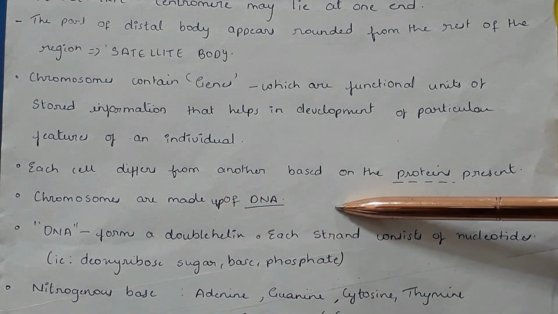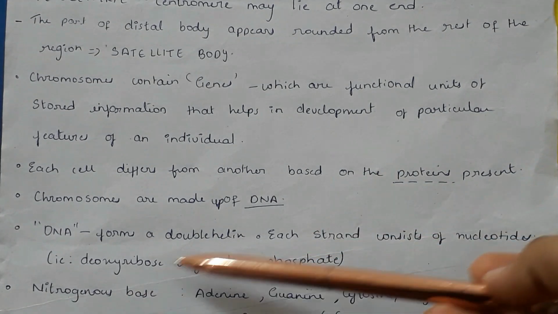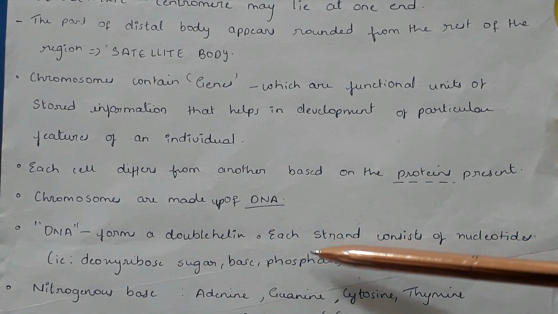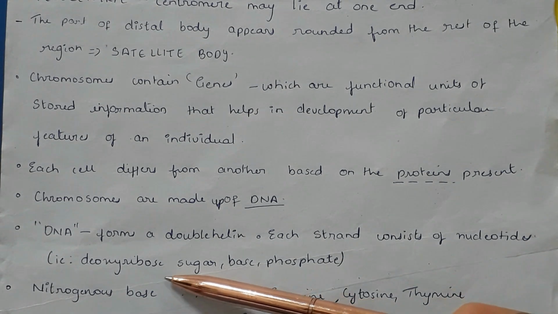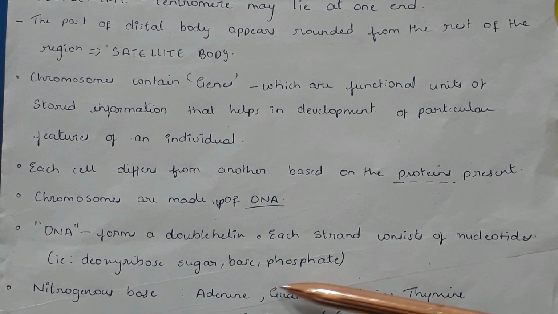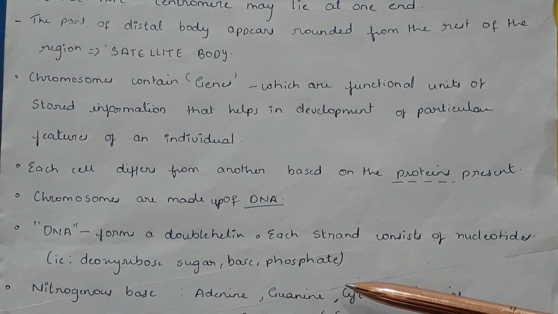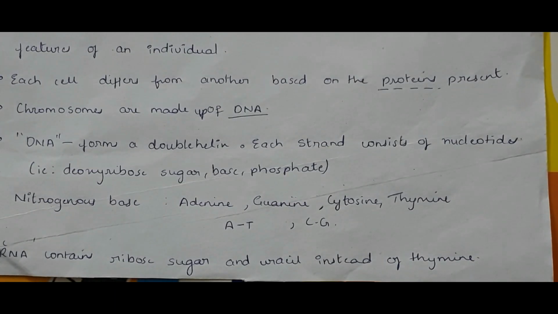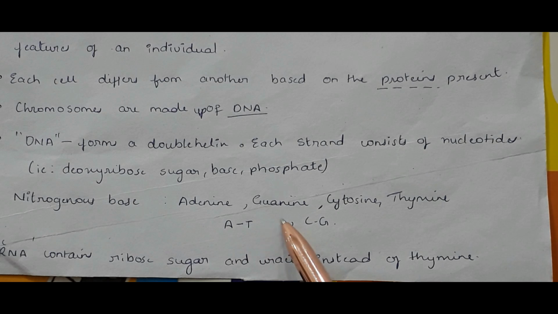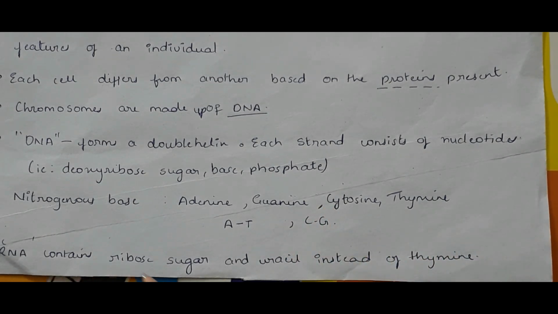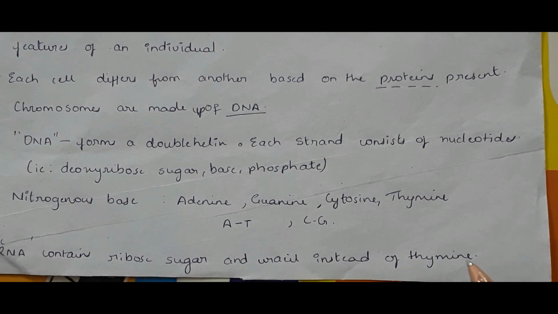Chromosomes are made up of DNA. DNA forms a double helix. Each strand consists of nucleotides, that is deoxyribose sugar, base and phosphate. The nitrogenous bases include adenine, guanine, cytosine and thymine. RNA contains ribose sugar and uracil instead of thymine.